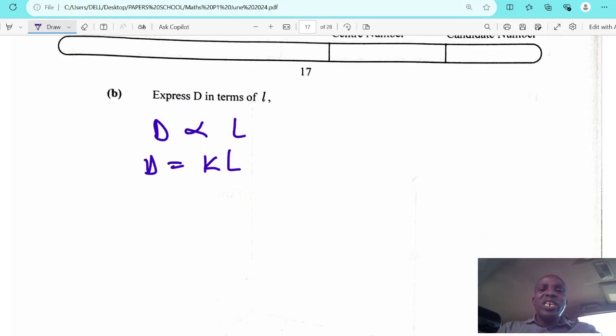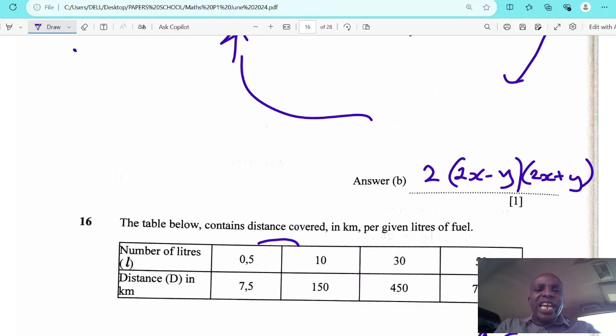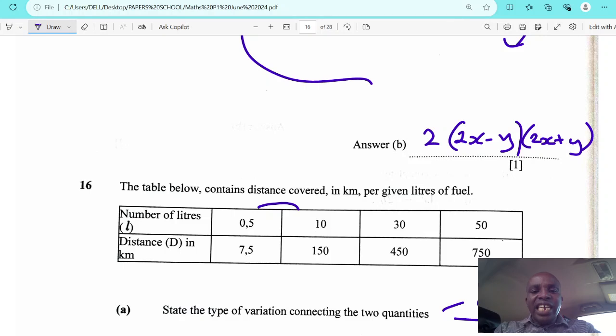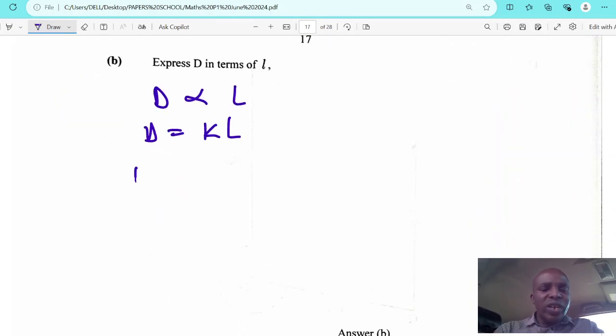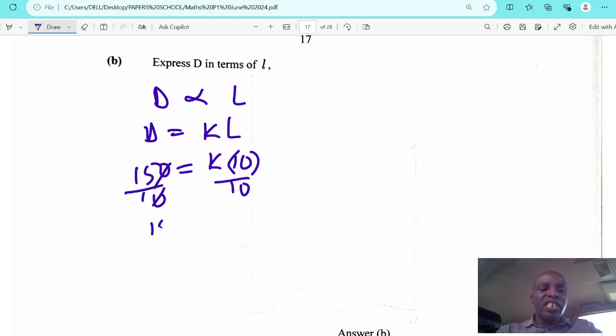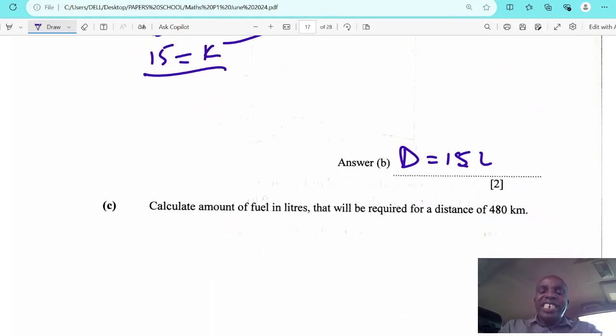Right, now we want the relation between D and L. You have to find the value of the constant K. Just use any two combinations of values that are easy. I can choose 10 and 150. When D is 150, L is equal to 10. So where there's D, I put 150, and K times L, I put 10. Then I divide by 10 here to find my K. So I find it is 15. K is equal to 15. Then I take this K and substitute in this equation. It will be D is equal to 15L.